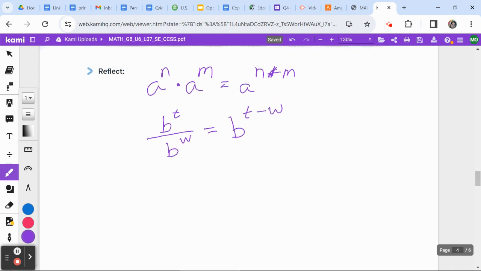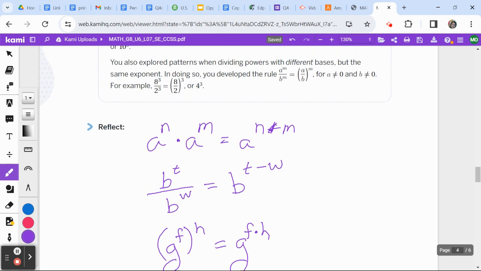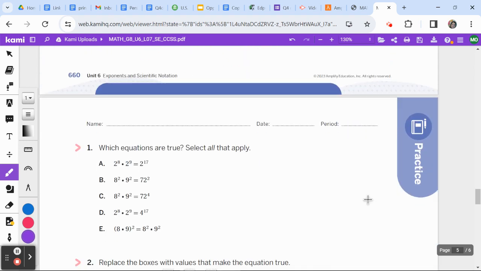And our other rule that we've talked about was a power of a power. So if I have g to the f with h on the outside, we multiply those powers. Alrighty, so those are all the rules that we have. Okay, what we did today, where you would multiply out our bases and then keep our exponent. So now you're going to do problems 1 through 4.